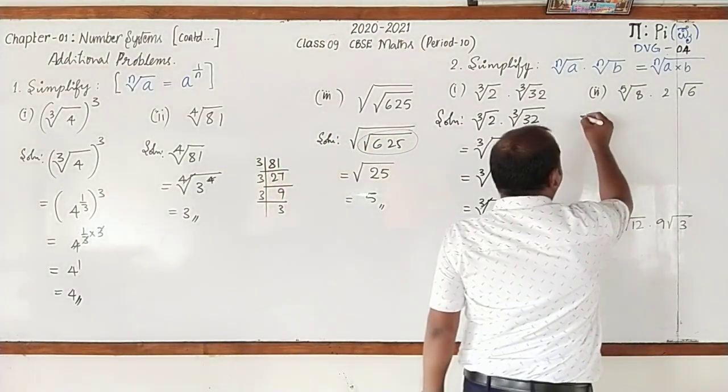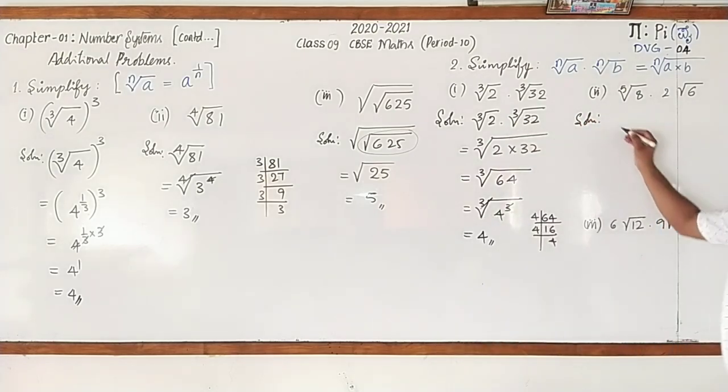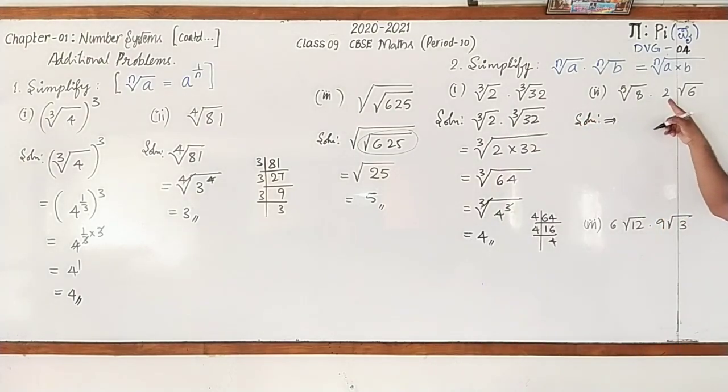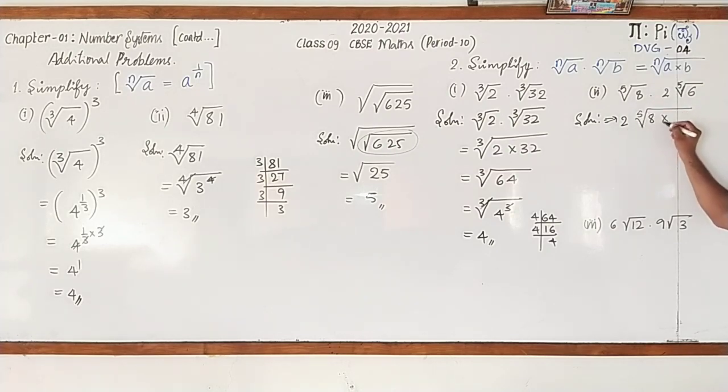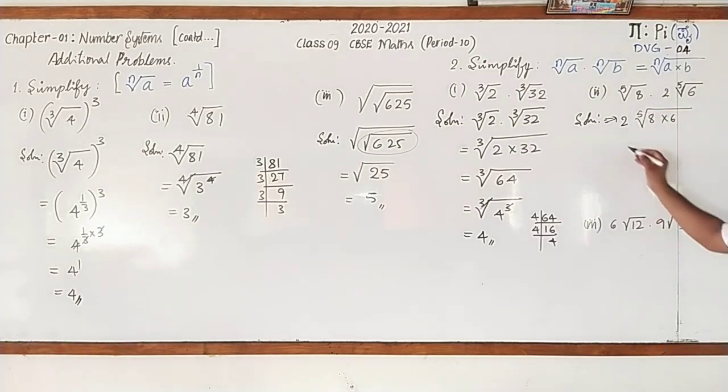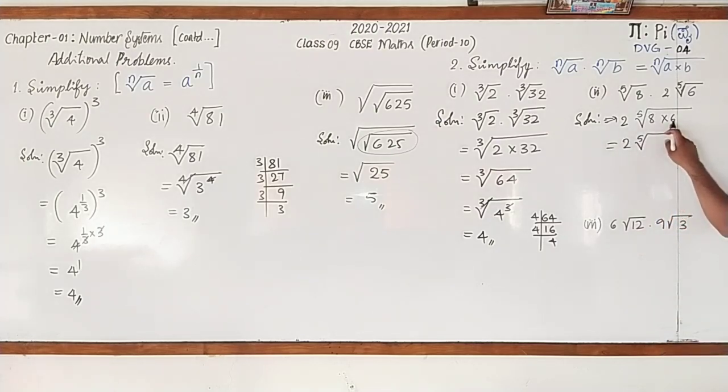Clear? Okay, next. Come across another one. It is 5th root of 8 into 2 into 5th root of 6. Here also you can see that the orders are the same. Hence we can write 2 into fifth root of 8 into 6, since the 2 is outside.